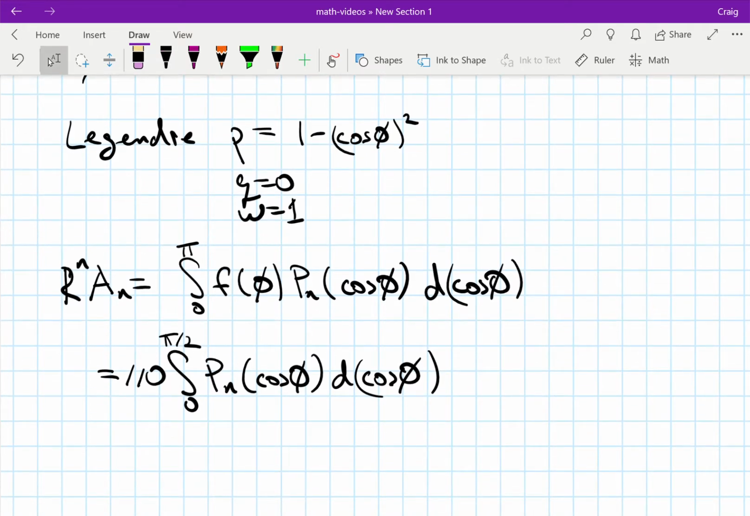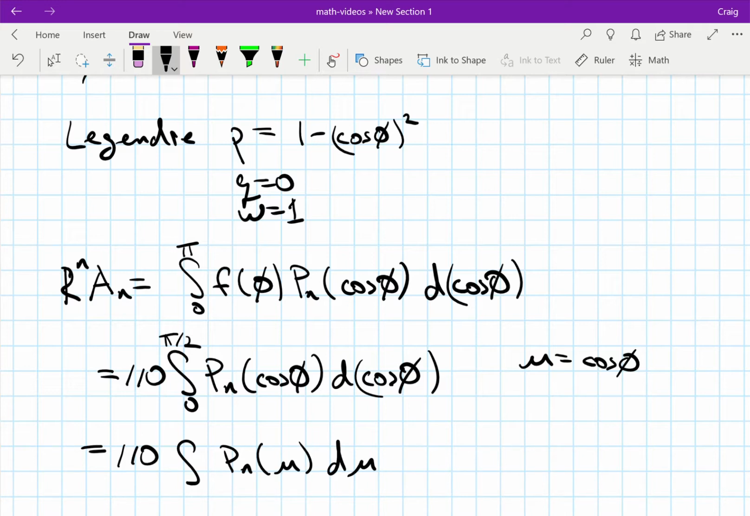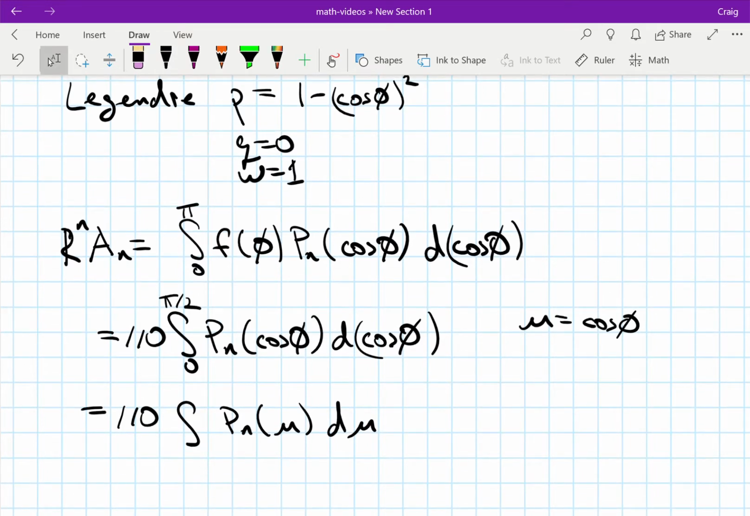And then, of course, I can just make the change of variables to mu, if I let mu equal cos phi, and this becomes 110 times the integral of P_n of mu d mu. When phi is equal to pi over 2, mu is equal to 0, and when phi is equal to 0, mu is equal to 1.